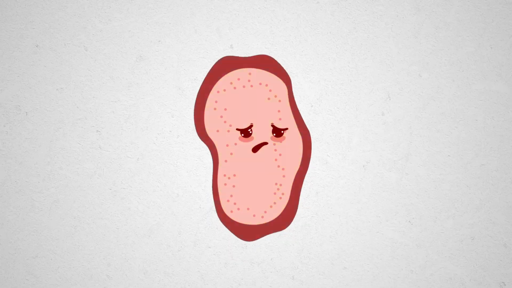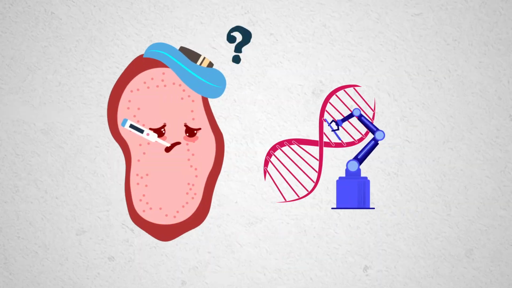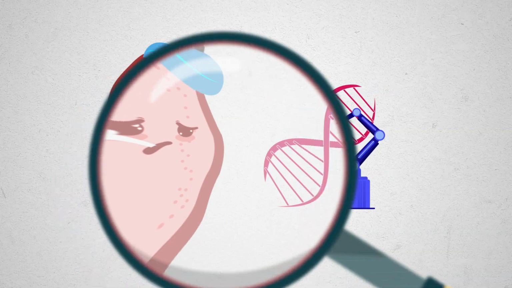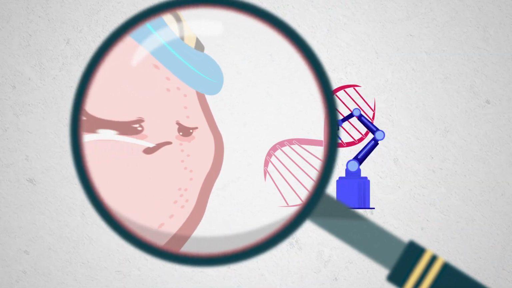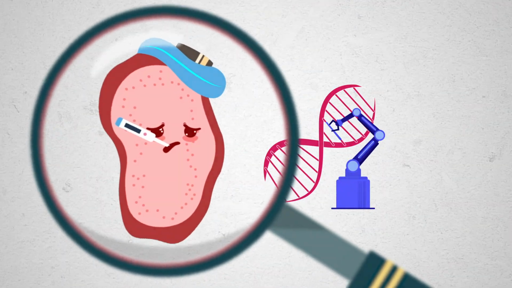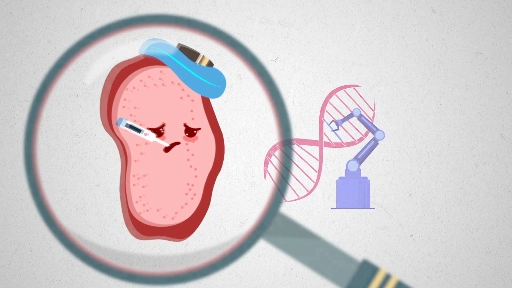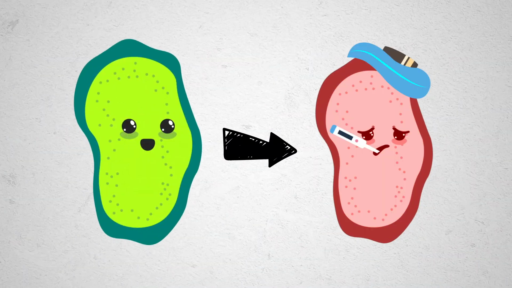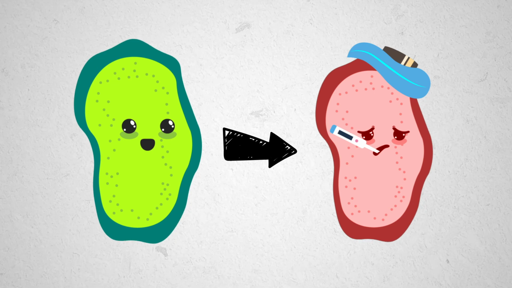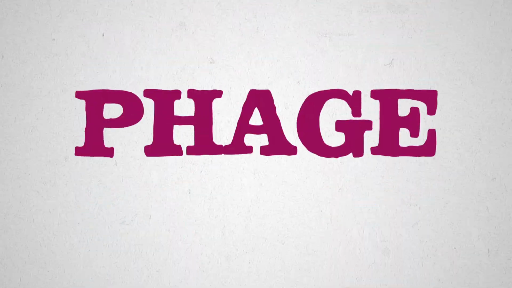What does a bacterium getting sick have to do with genetic engineering? And why do scientists study systems that make bacteria sick? Today, let's talk about it. One of the ways that a bacterium can get sick is after infection by a virus called a bacteriophage.